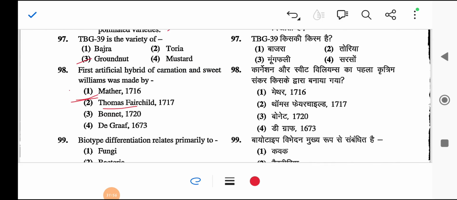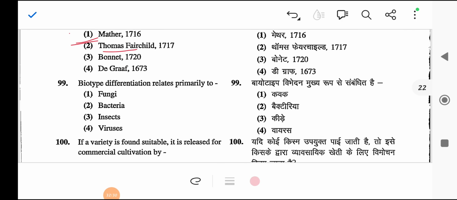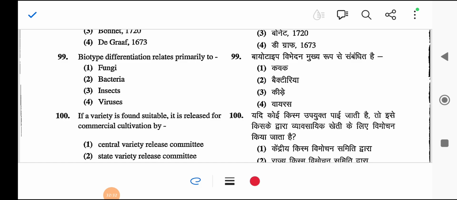You can go back and search about the scientist Mather, because if you can relate it to the previous question, then only you can recall. Okay, so we have studied in the previous match the column where Mather scientist has invented the term polygene, in the year 1914. Okay, but here for carnation, it will be Thomas Fairchild. Next is biotype differentiation relates primarily to. So biotype differentiation relates primarily to insects.